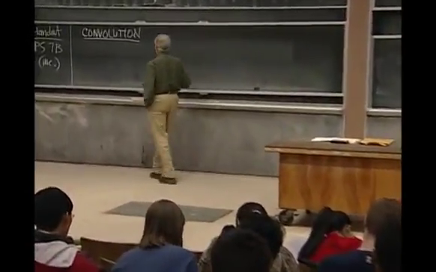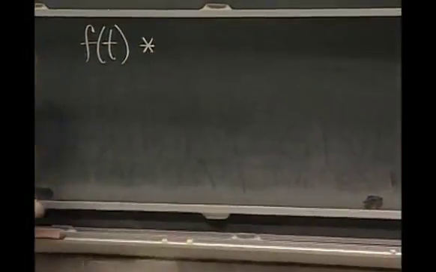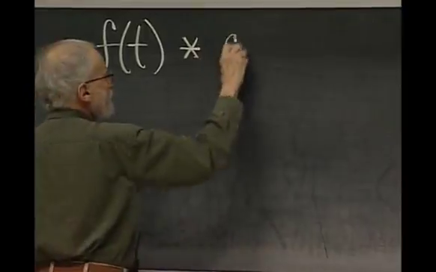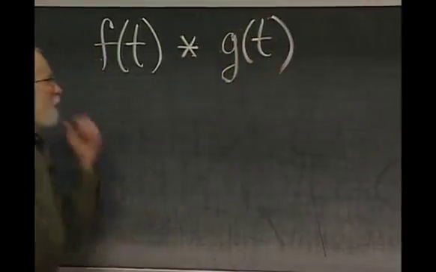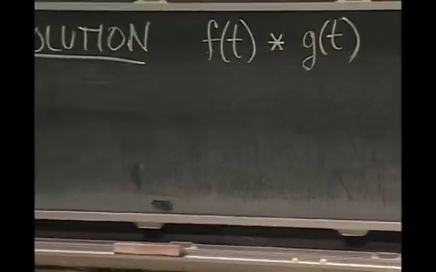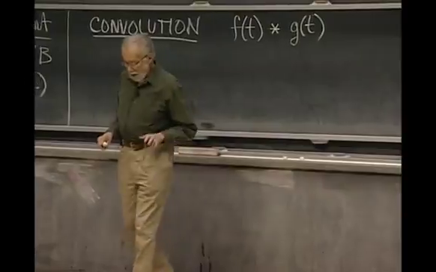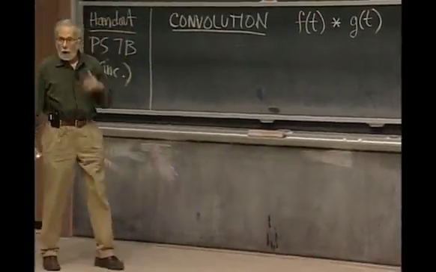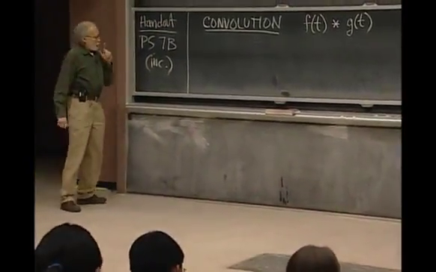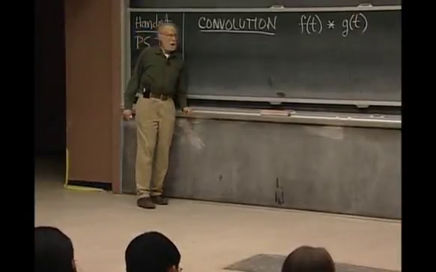It has its own special symbol, f of t, asterisk g of t. Asterisk is the universal symbol that's used for that. So this is a new function of t, which bears very little resemblance to the f of t and g of t that you started with. I'm going to give you the formula for it, but there are two ways of motivating it, and both are important. There's a formal motivation, which is why it's tucked into this section on Laplace transform.